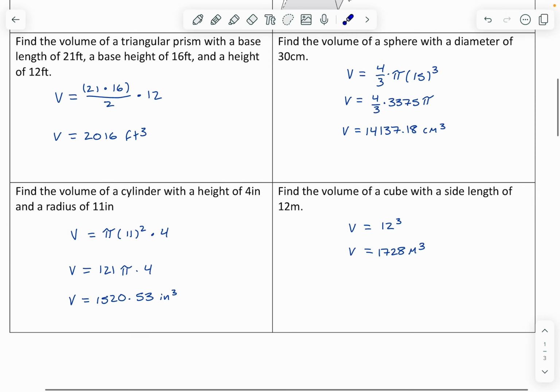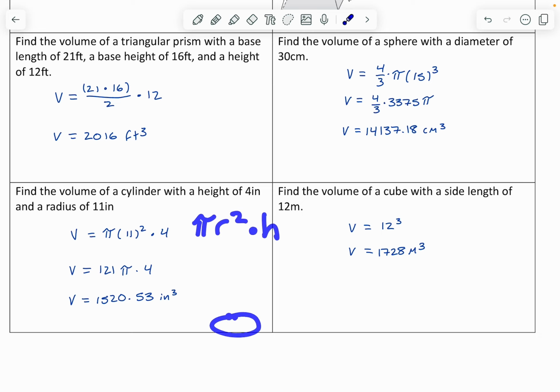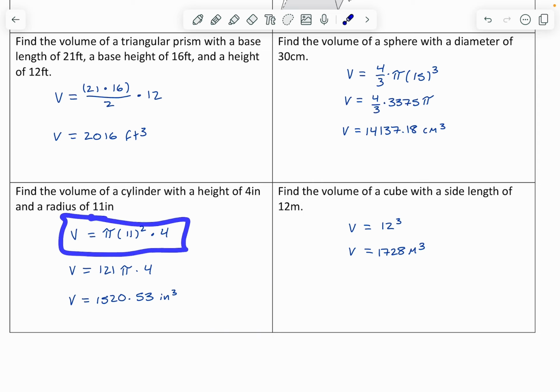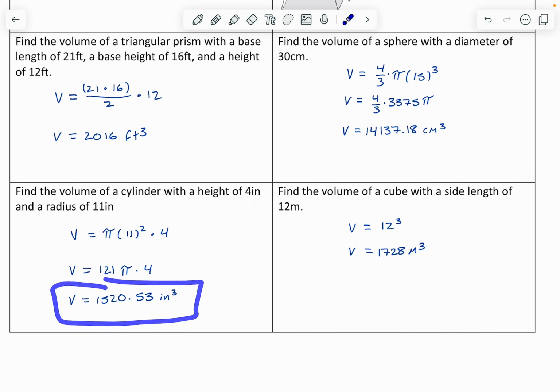Find the volume of a cylinder. Pi r squared times the height. So the volume of this cylinder with a height of 4 inches and a radius of 11 inches. So it's 11 inches. Pi r squared, r is 11, times the height, 4. 1,520.53.